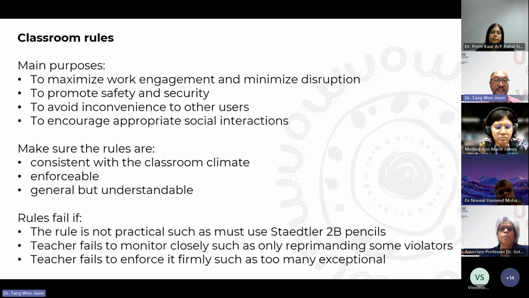Make sure they are workable, easy to enforce. And most importantly, you don't practice favoritism. This one can do, but that person cannot do. Then it will cause conflict in the class.